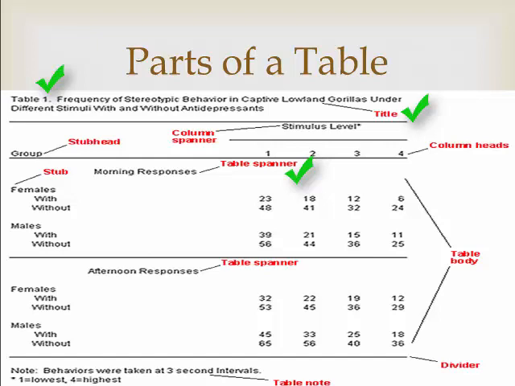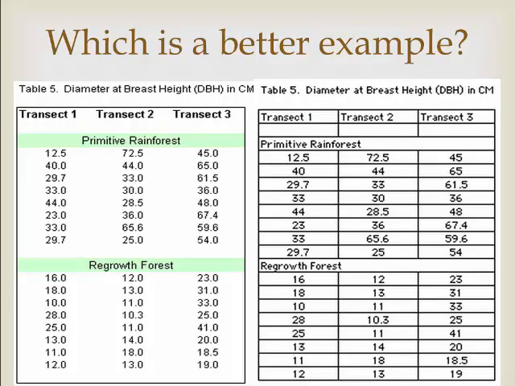Next, you have what is called a table spanner. Don't worry about the name, but it means you can have a subheading for certain rows of the table. For example, these items are talking about morning responses. And then you could have a table note, a little extra information about the table that is not directly in the table. For example, what they're talking about here is actually behaviors taken at 3-second intervals. So extra information about the table that is not really directly seen in the table, you put in the table note.